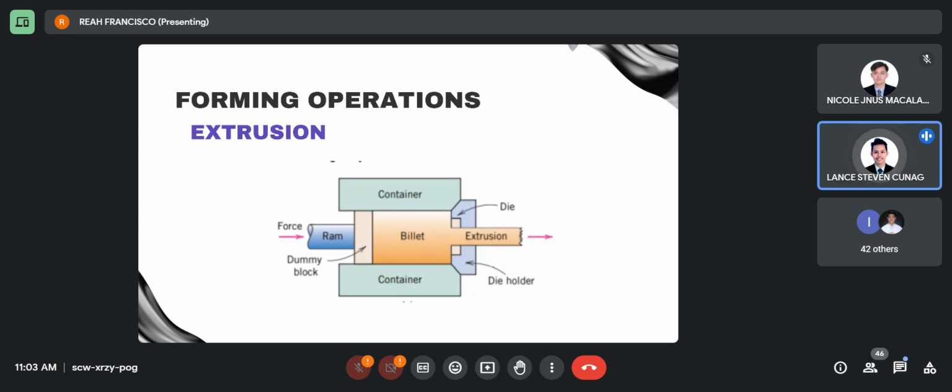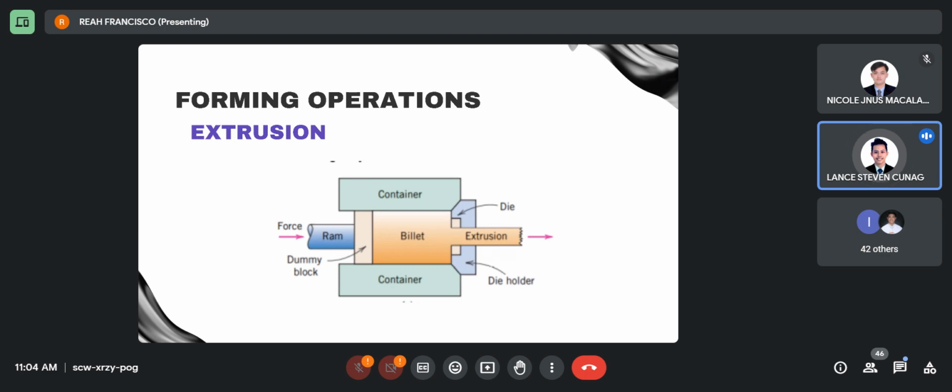So materials commonly extruded include metals. We have aluminum, steel, brass, plastics, and composites. Extruded products are often lightweight and have high strength to weight ratios. Extrusion dies can be designed for specific shapes, from simple rods to complex architectural profiles.